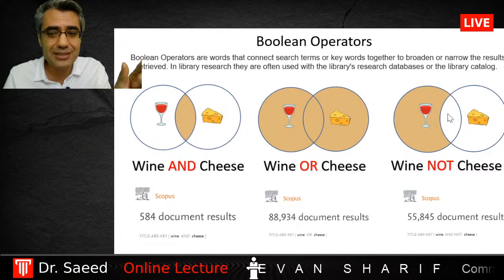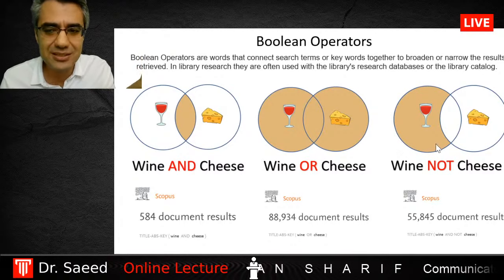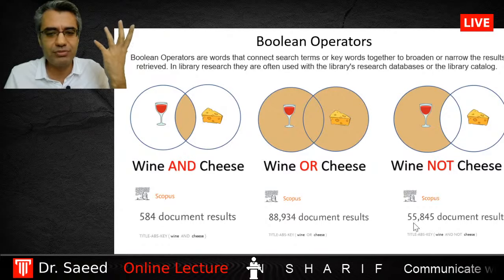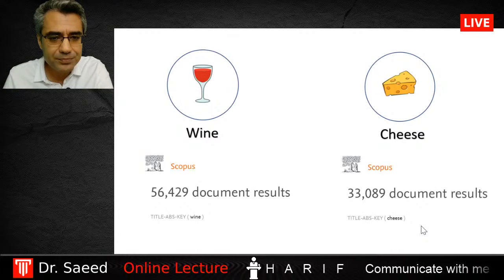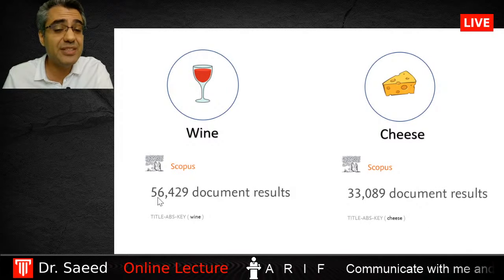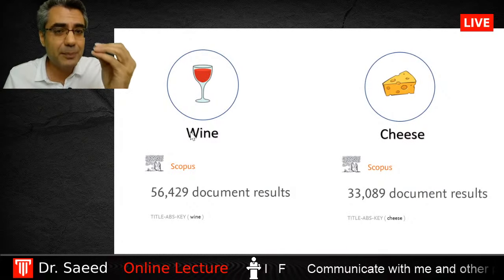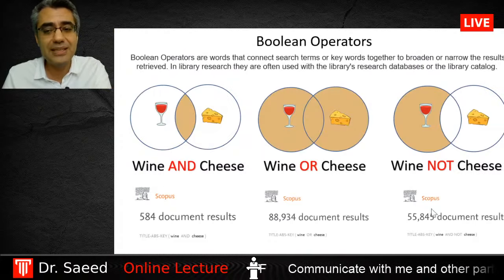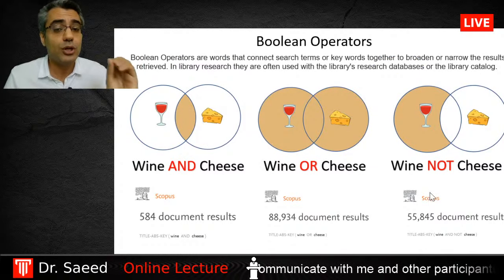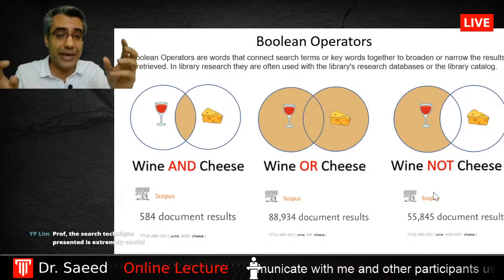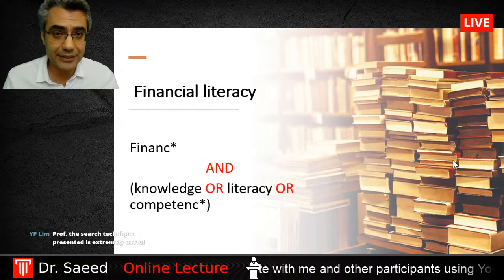So, wine not cheese means all papers that mention wine but exclude any paper that has cheese in it. So you see this part has been excluded. These papers do not have any cheese. They are all pure wine. So 55,800. Here wine is 56,400, so it's a bit less, meaning some of the wine papers mentioned cheese too. But here we excluded them, right? We excluded them and now we got 55,800. So you need to be very comfortable with and, or, and not to write a very beautiful search query, right?